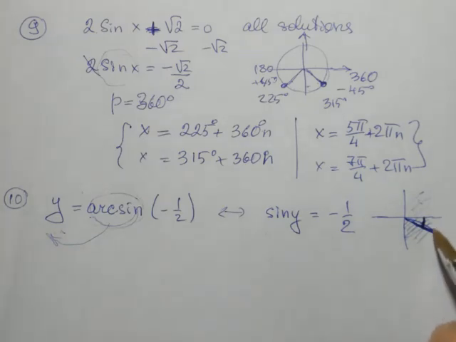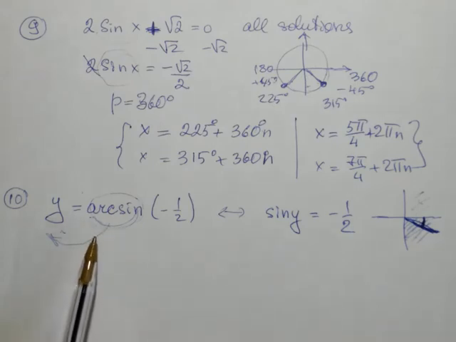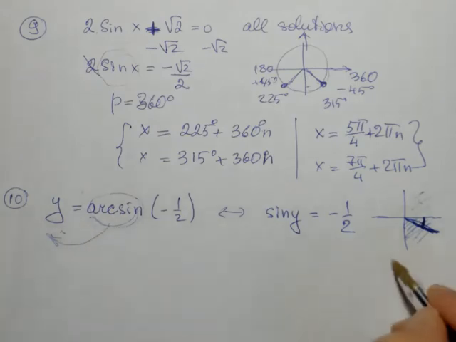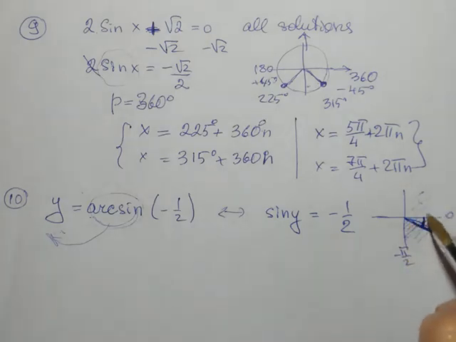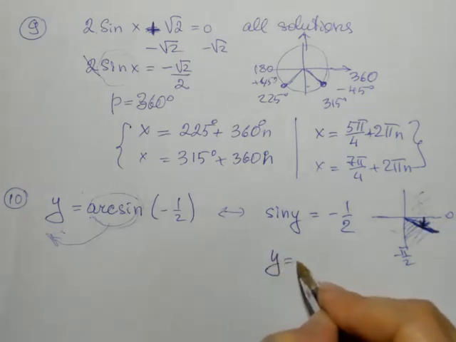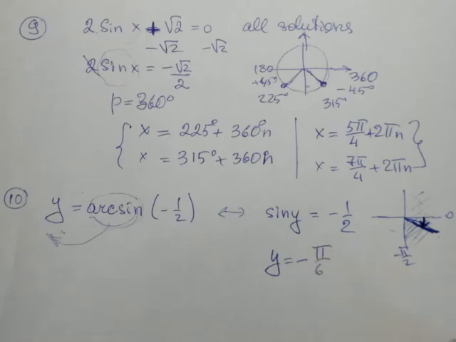And arc sine is determined from negative pi over 2 to 0. So we consider not the positive angle 11 pi over 6, but the negative angle negative pi over 6. So y must be equal to negative pi over 6.